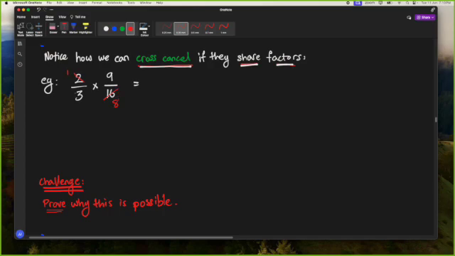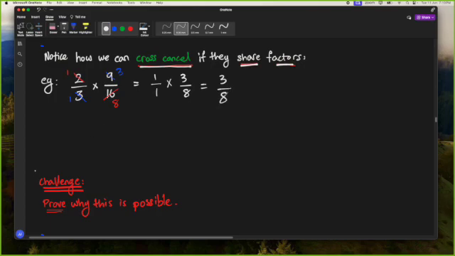This 3 into 3 is 1, and 3 into 9 is 3. Actually, let me do that in a different color. This 3 will cancel: 3 into 3 is 1, and 3 into 9 is 3. And so what do we end up with? We end up with 1 over 1 multiplied by 3 over 8, which is just 3 over 8, right?